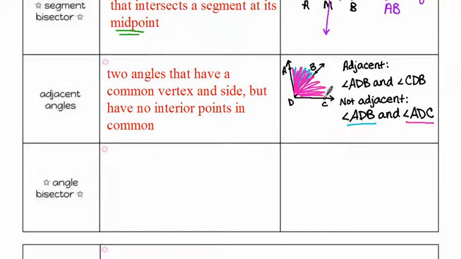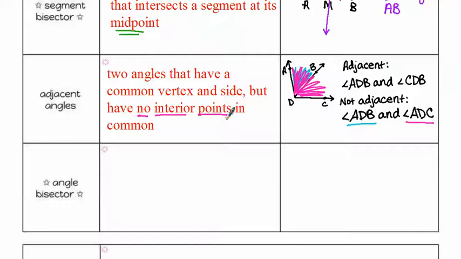Now you'll notice what happened. There is some set of points that are both colored blue and colored pink. That's what keeps them from being adjacent. They still share a common ray. They still share ray DA. They still share a common vertex at D, but they can have no interior points in common. So adjacent angles will be neighbors to one another. They will be next to one another. They will share a side, but none of the interior points in one will also be interior points in the other. They will be two separate colors, if you want to think of it in that frame of mind. They will never overlap.